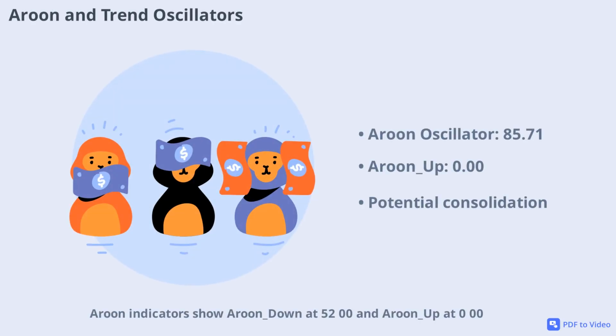Aroon indicators show Aroon down at 52 and Aroon up at 0, with the Aroon oscillator at 85.71. This configuration suggests that a recent uptrend has lost momentum and the stock may be entering a consolidation phase. Traders should watch for a shift in the Aroon up value as a signal for renewed upward movement.